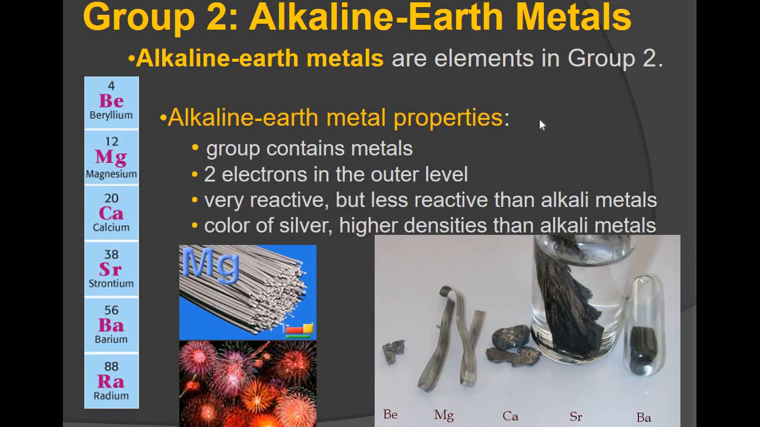Group 2, alkaline earth metals, not alkali metals, alkaline earth metals. It is one group over, so we're moving to the right on the periodic table. Beryllium, magnesium, calcium, strontium, barium, and radium are all members of the alkaline earth metals. This is a group that contains 2 electrons in the outer level. They're still very reactive, but they are less reactive than alkali metals because they have that extra electron.